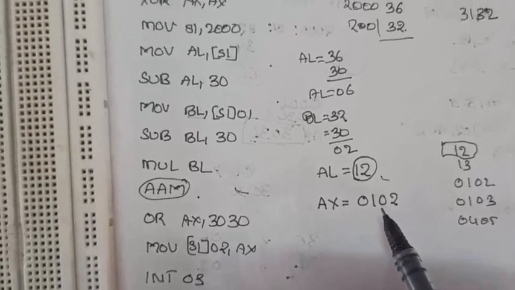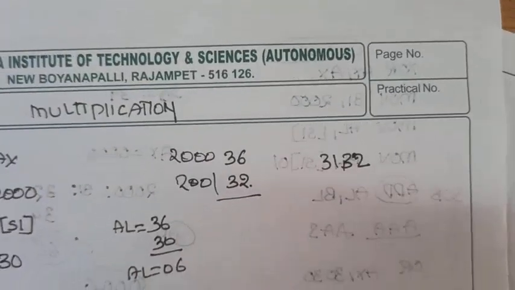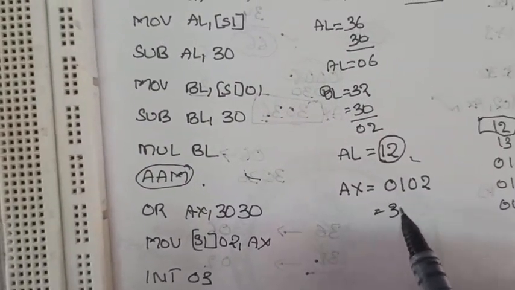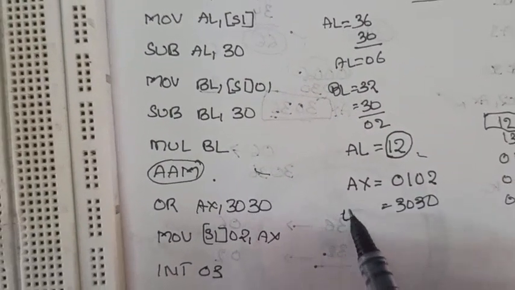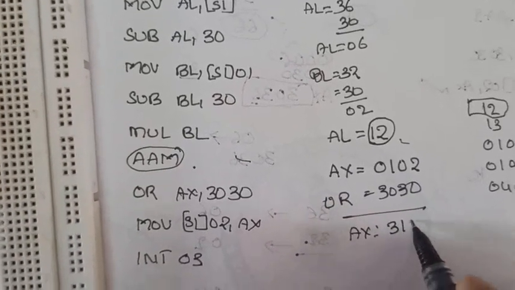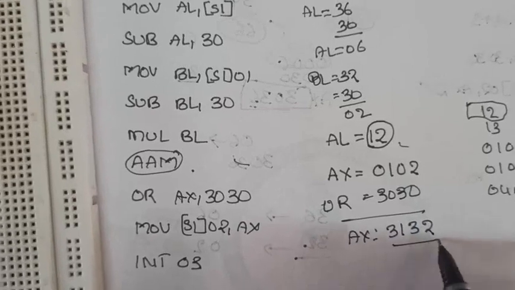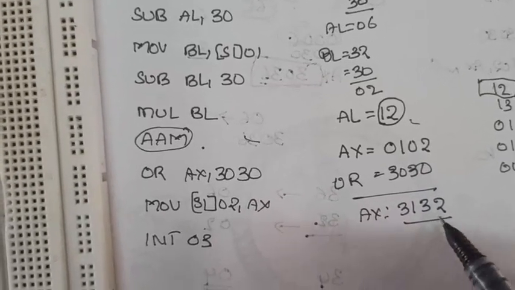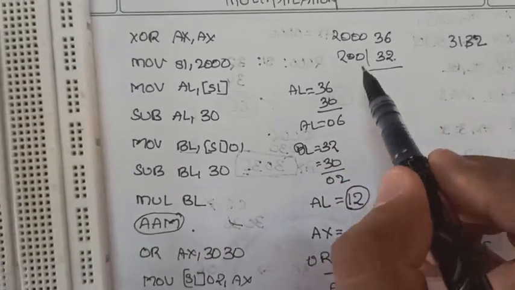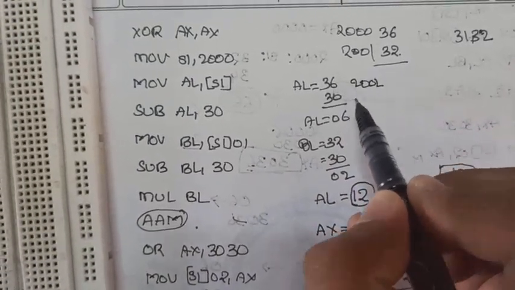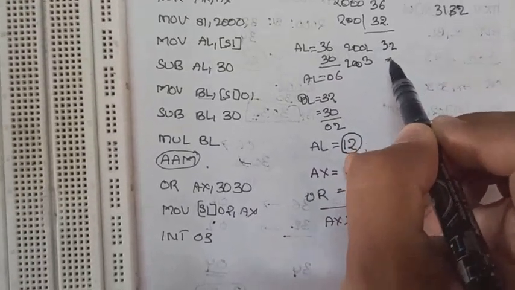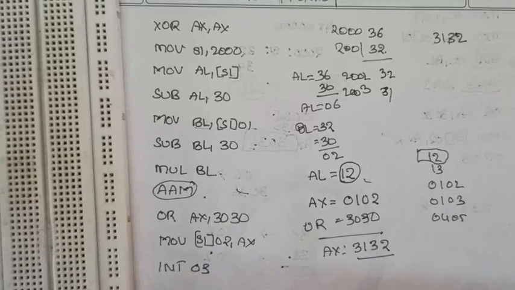So what we want to get as the result is 3132. So after that we are just doing OR AX comma 3030. So we are performing an OR operation and the AX register content will be 3132. This is how the ASCII multiplication result can be obtained. This 3132 will be stored back into the next consecutive memory locations, 2002 and 2003. So your data will be 32 and 31. In this way the data is stored.